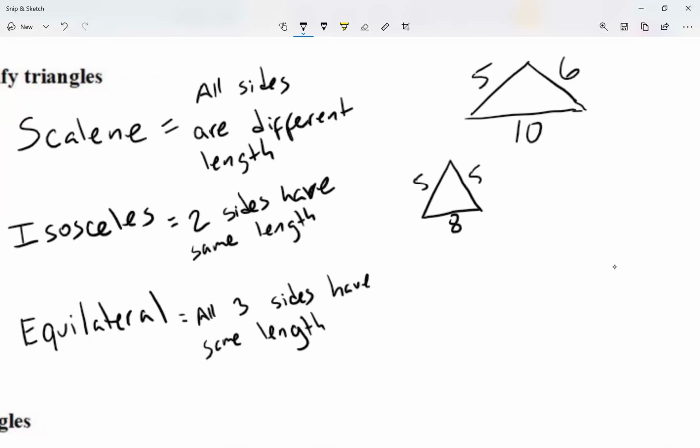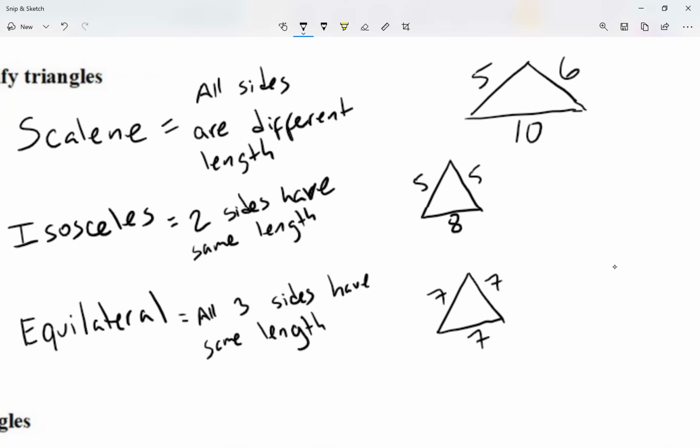I know for constructions I've done this. I've showed you guys an equilateral triangle, and I drew it with a compass. Now all the sides have the same length. But give me an example, Mr. Leonson. Sure. Let's say I have a triangle. One side is 7, the other side is 7, and the third side is 7. So scalene, all the sides are different. Isosceles, two sides are equal. Equilateral, all three sides are equal.